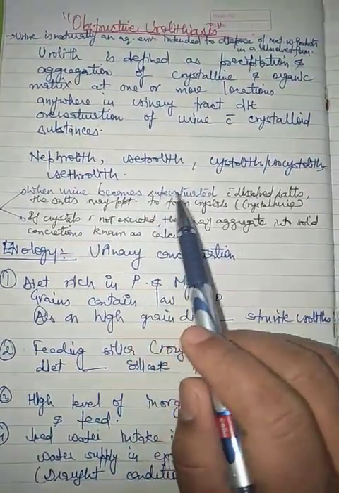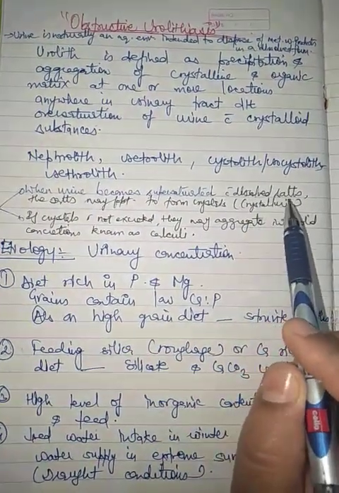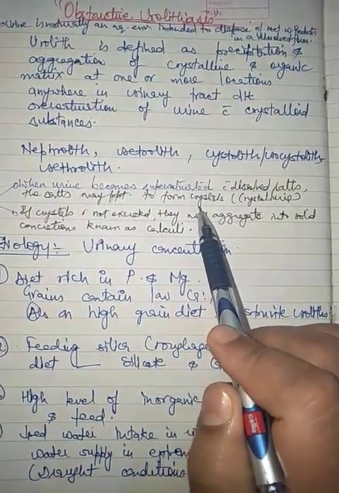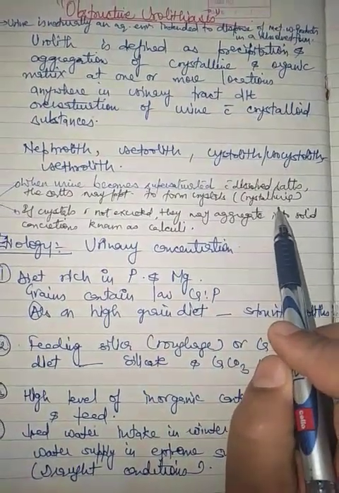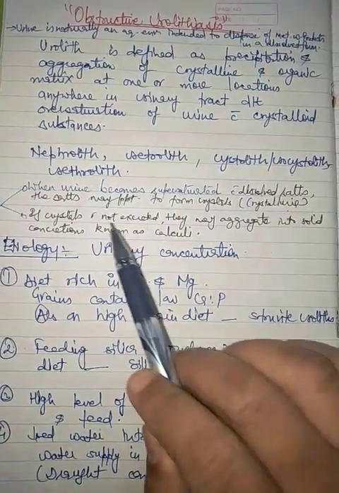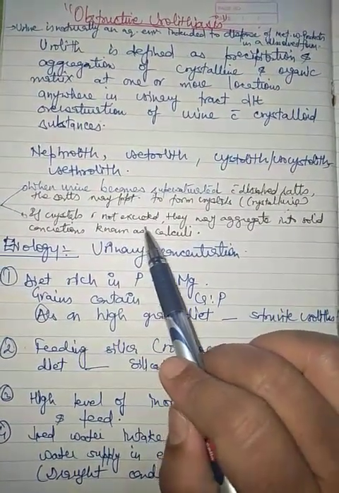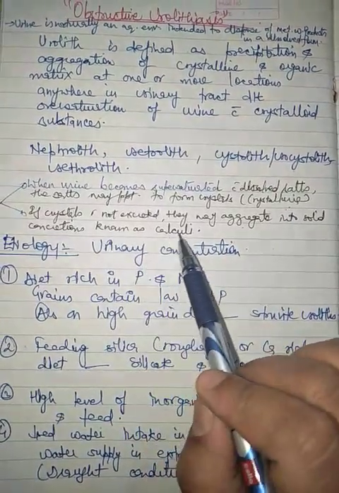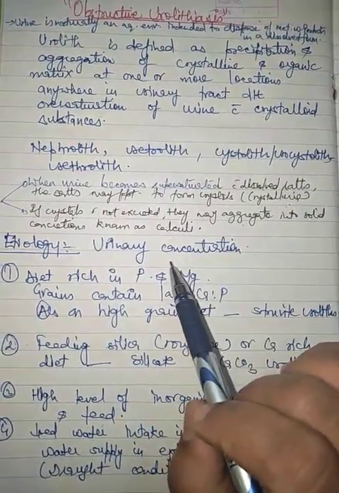Now, here we can see the precipitation and aggregation. When the urine becomes supersaturated with these dissolved salts, the salts may precipitate to form crystals, and this condition is known as crystalluria. And if these crystals are not excreted or removed, they may aggregate into solid concretions which are known as calculi or stones.